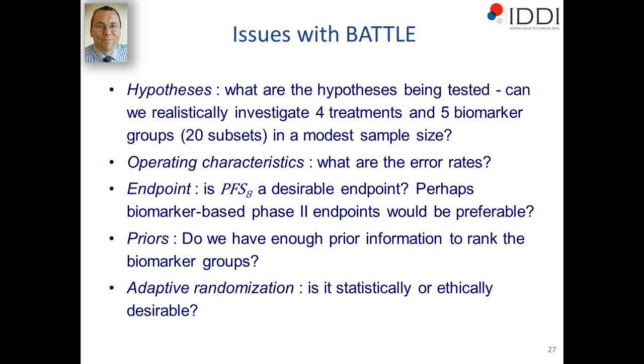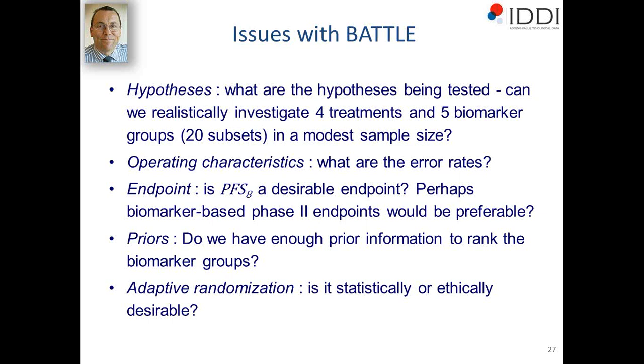We have no idea what the error rates are. I know that I'm talking about this design as a conventional statistician, but what are the error rates? Do you have any control over the error rates? And by error rates, I mean the error of a false positive and the error of a false negative. Could you miss some treatments that would have worked, or could you falsely identify treatments that you think work and in fact don't work so well?